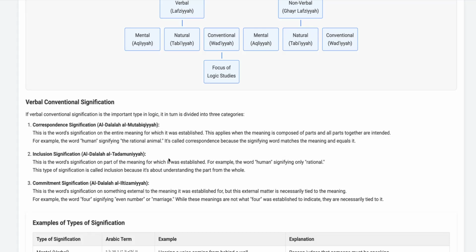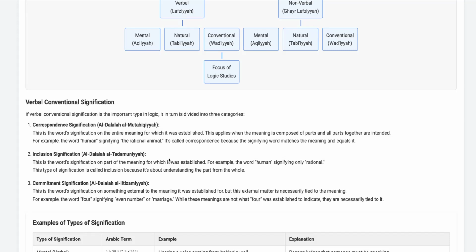It's called correspondence, mutabaqa, because the signifying word matches the meaning and equals it. So if you say al-insan, al-hayawan an-natiq, those two words fit perfectly together. Like Allah and ma'bud, Allah and the one worshipped, fit together perfectly.